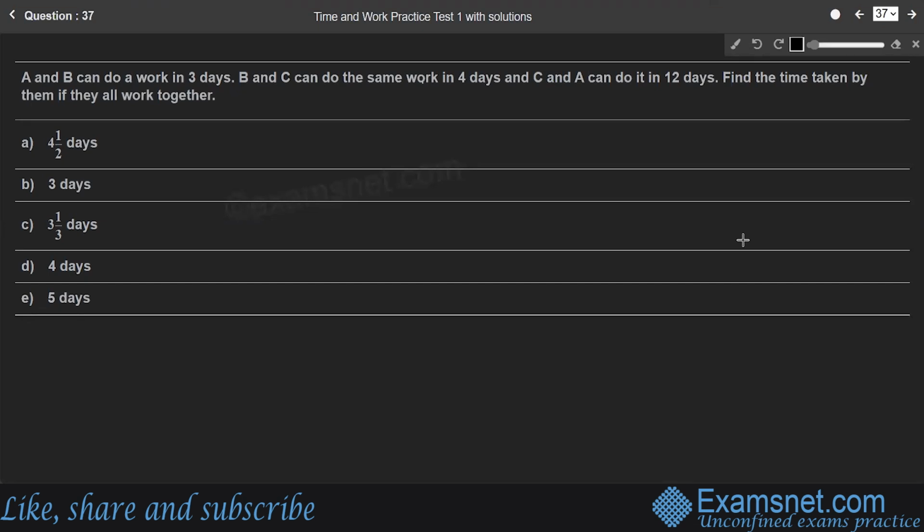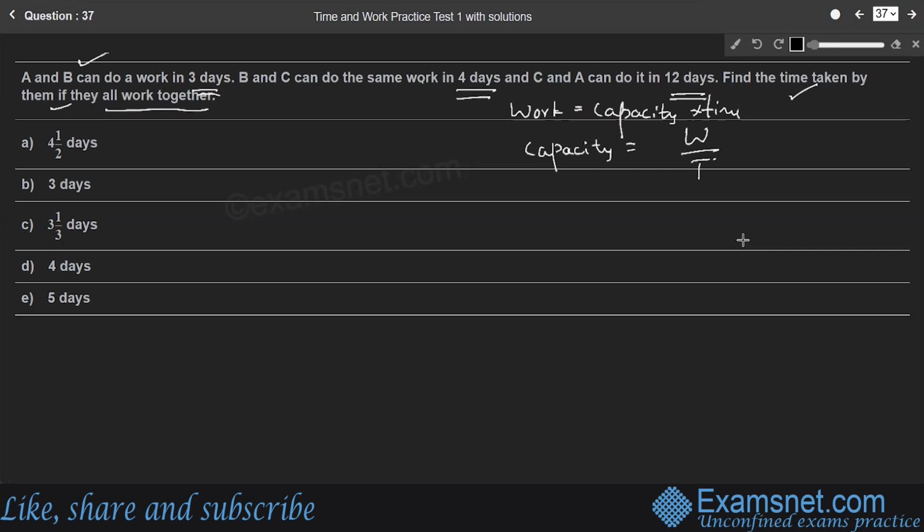Question 37. A and B can do a work in 3 days. B and C can do the same work in 4 days. C and A can do it in 12 days. Find the time taken by them if they all work together. So if you want to find the time taken if they start working together, you need to find their individual capacity or individual efficiency. Since work is equal to efficiency or capacity into time, we'll consider the capacity of these three persons equal to work by time, W by T.